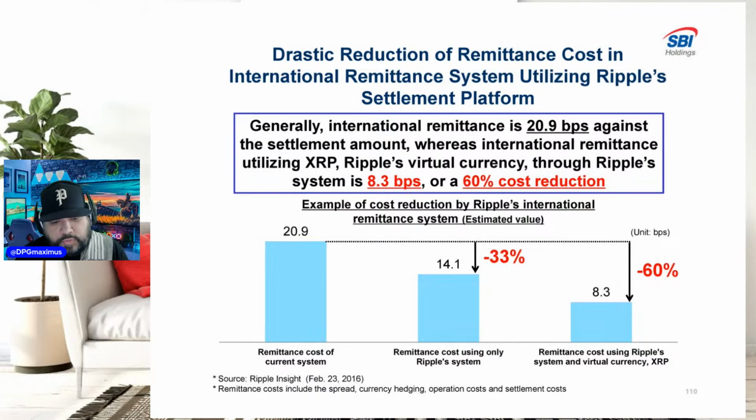And this was originally sourced, if you're wondering where this data comes from, obviously SBI Holdings. And the original source, the timestamp at least, was February 23rd of 2016. And then keep in mind, at the very bottom, remittance costs include the spread, currency, hedging, operation costs, and settlement cost. So, I mean, that's pretty good.